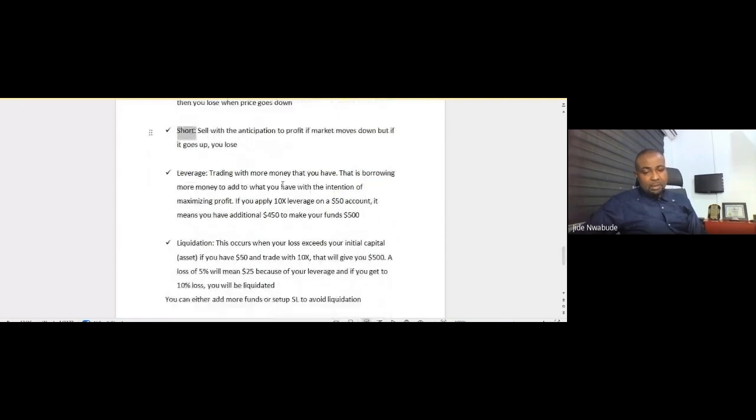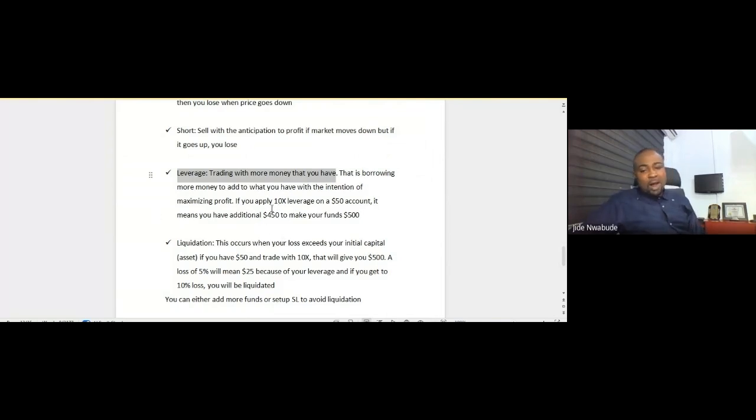Please note that. Leverage: trading with more money than you have, that's leverage. You're leveraging the broker, you're leveraging the exchange, you're leveraging money that's not your money. It's trading with other people's money. It's called OPM, other people's money. That is borrowing more money than you actually have to trade with, with the intention of maximizing profits.